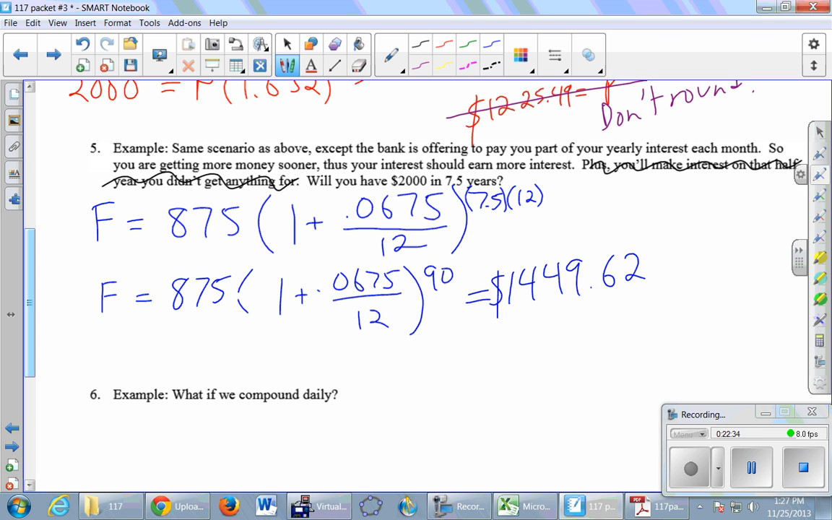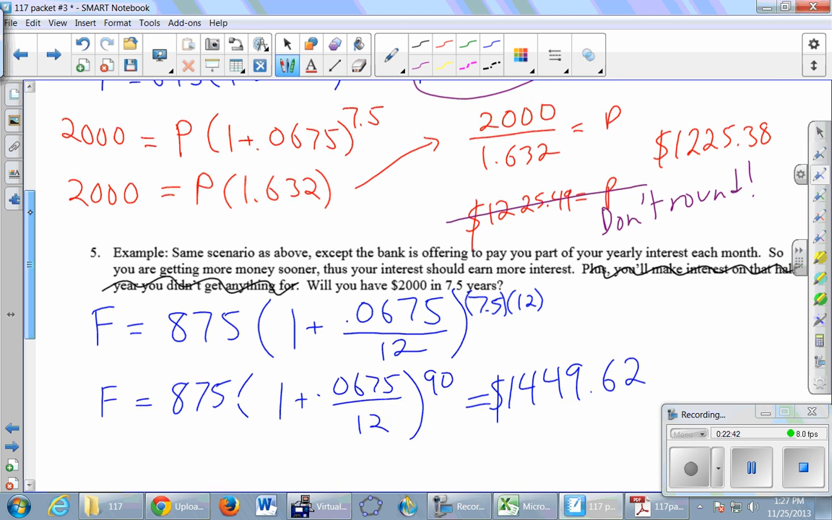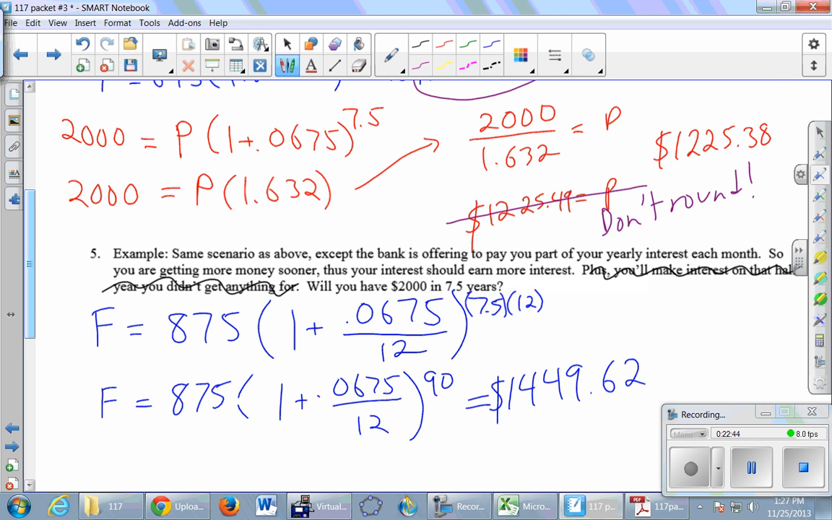How much more did we earn? You guys still have this number, right? Doing it annually, we were at 1,225. Doing it monthly, we're at 1449, about $225 more. Alicia's first comment was that it's not that much more. Relative to the $1,200, an extra $200 is pretty significant, isn't it? I mean, it's like 18% more, right? Just relative to the starting number.